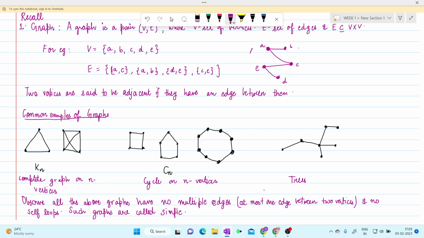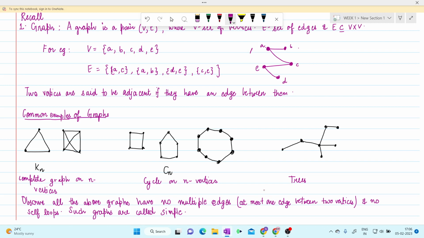Now for some common examples of graphs. First is the complete graph on n vertices, which we also denote by Kn. By a complete graph on n vertices, we basically mean that all vertices are adjacent. So if we have any two vertices, there is an edge between them. So these are the complete graphs.